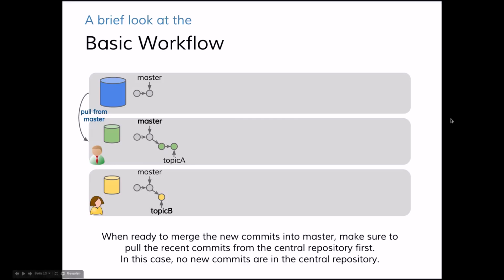In this case, nothing really happens when pulling all the changes from the shared repository into the local repository, because in the meantime there have been no new commits in the shared repository on the branch master, so the local branch master will remain the same after the pull has finished. So once the local master branch is now up to date, we can merge the changes that we did on top of topic A into the master branch.